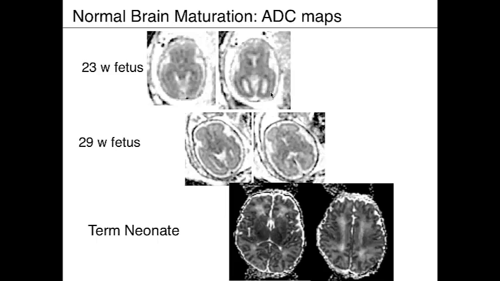This pattern stays even at 29 weeks gestation, even though the actual absolute ADC values themselves will change and will progressively decline in most regions of the fetal brain. And this pattern also persists within the term neonate, although already here you can start to see that there is some reduced diffusion in the region of the corticospinal tracts.